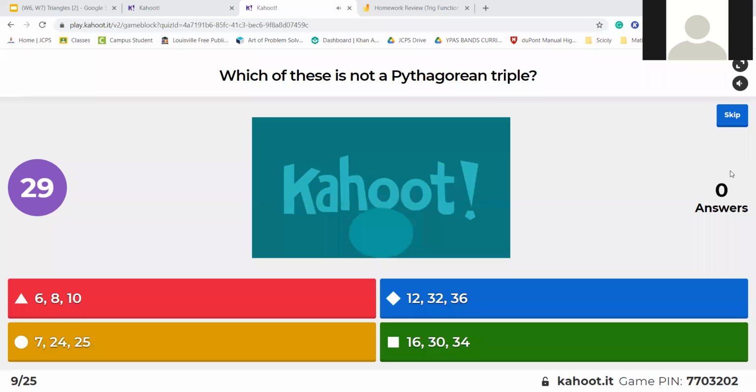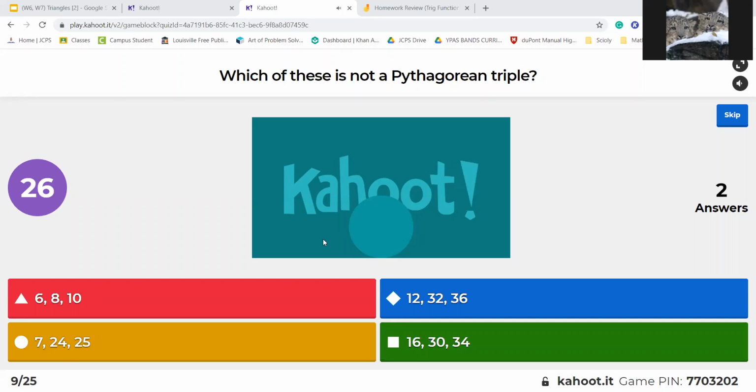Which of these is not a Pythagorean triple? This might be a little interesting, but I just want to make you guys try it. If you said which one of these is, that'd be a lot easier. And then all three of them would be correct then. I know, but different answers, obviously. But you get my point.